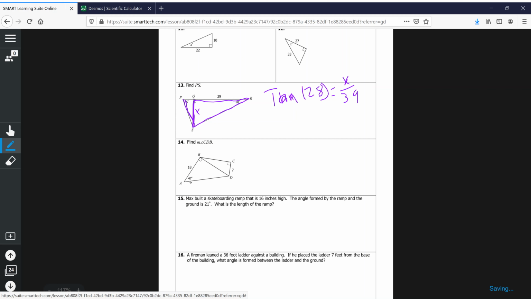Number 14, start with this triangle, and then you're going to set up an equation, and you're going to want to solve for BD. So call BD X, and you're going to again set up a tangent function because it's opposite over adjacent. So you're going to say the tangent of 47 equals X over 18. Again, same thing, solve for X, and then use X and 7 to solve for the angle CDB.